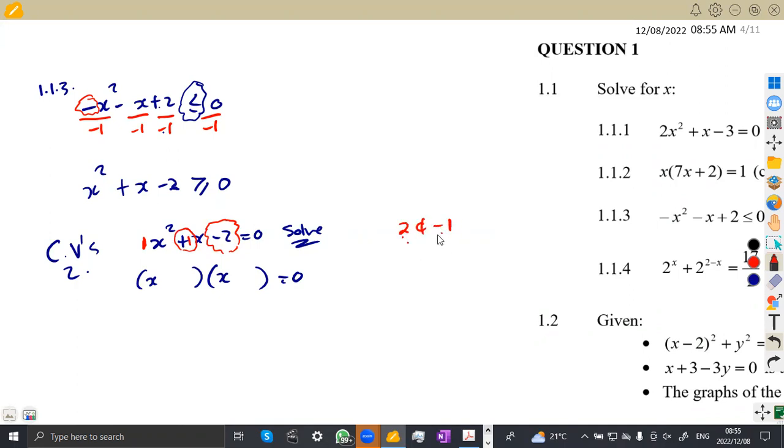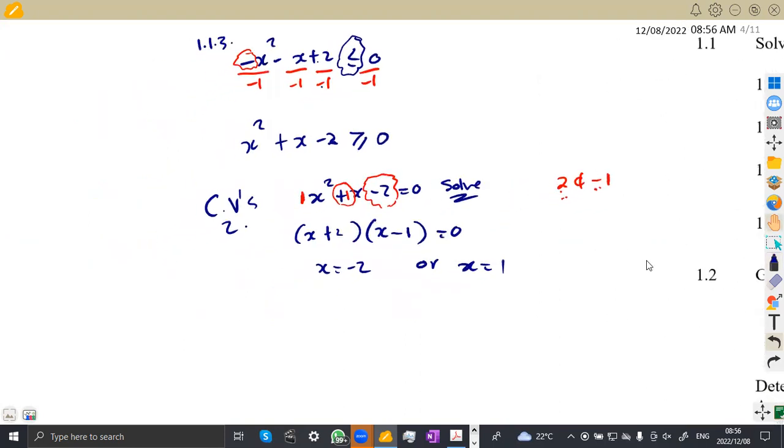If we multiply 2 and -1, that's -2. If we add, that's a +1. So which means we have got +2 here and -1. So x is equal to -2 or x is equal to +1. These are the critical values. All right, with the critical values, what are we going to do now to find the solutions to this inequality?